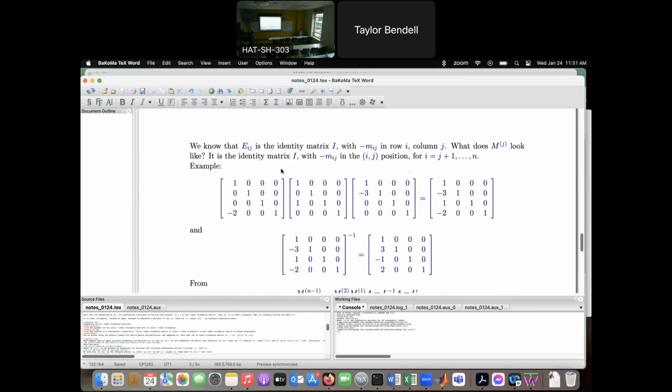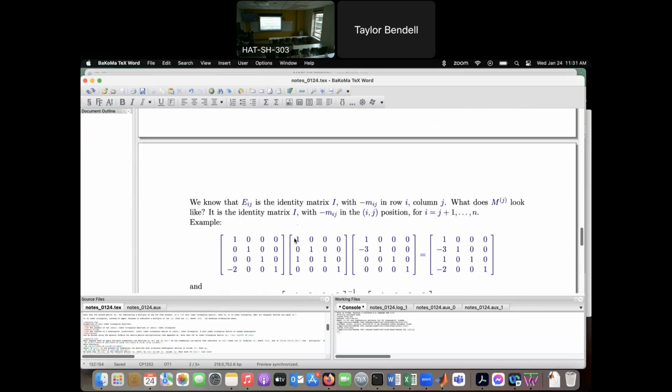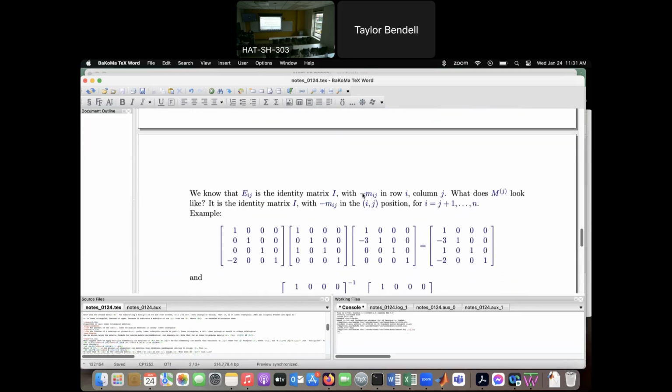Now, each one of these E's that make up this M, all of them are equal to the identity matrix, except for the negative of a multiplier in row I, column J. Why negative? Because we're subtracting the multiplier times row J from row I. So we have this multiplier sitting in the IJ position.